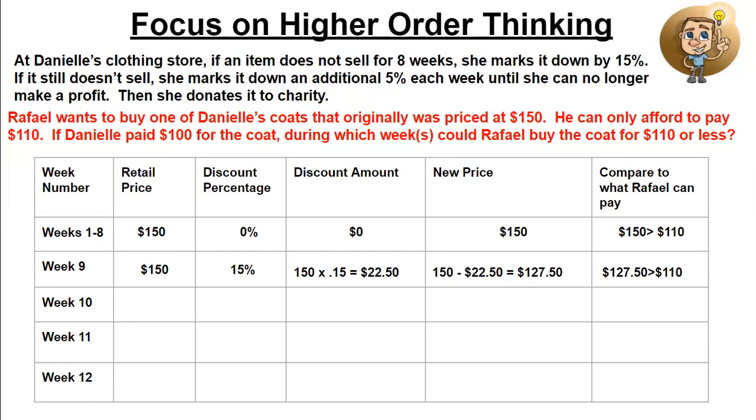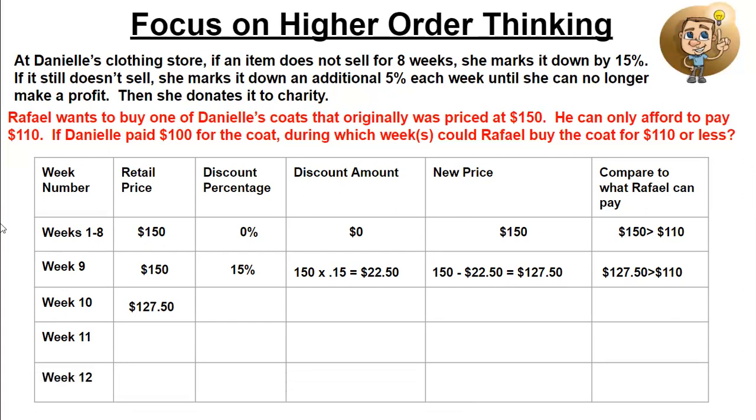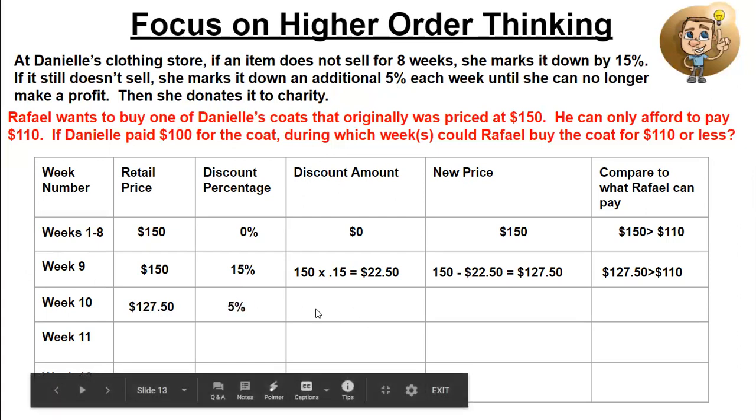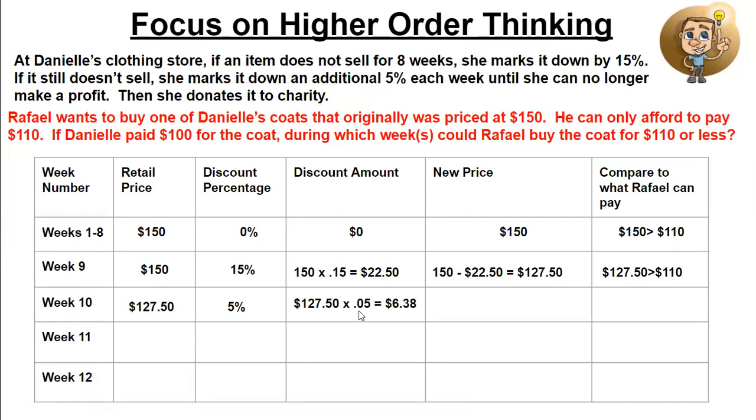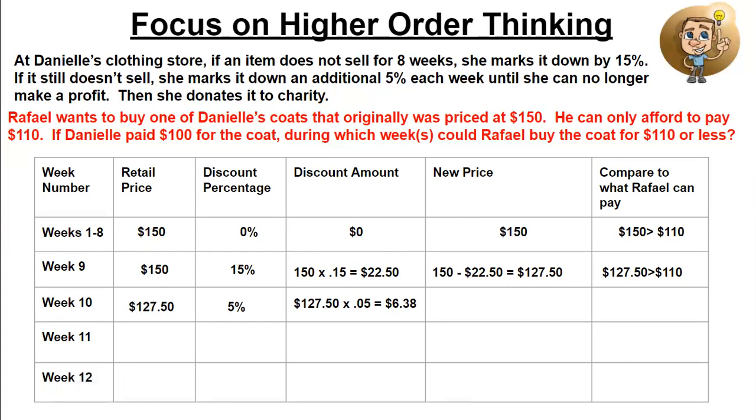He doesn't want to wait too long because if it gets down to $100, she's going to get rid of the coat. Let's look at week 10. So the price starts at $127.50 at the beginning of week 10. It's been marked down already. Now she's only going to discount it an additional 5% each week. So that's the discount now, 5%. So the discount amount is going to be $127.50 times 0.05. We changed percent to a decimal, and we get $6.38. That's how much she has discounted it on week 10.